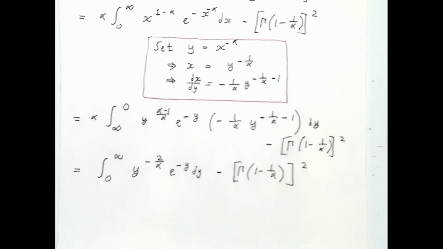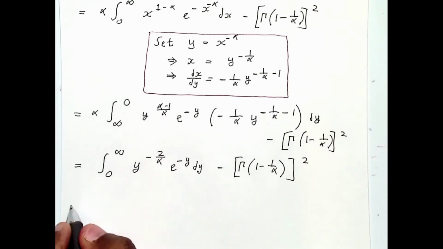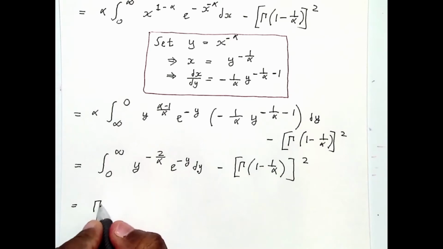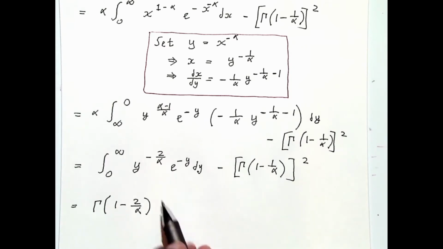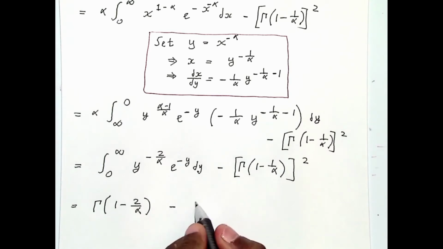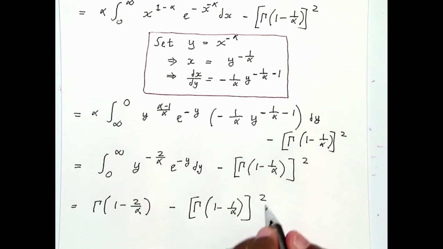Now this is obviously a gamma function from the definition of a gamma function. I did a video on the gamma function which is on the course website, so please have a look. So by definition of a gamma function, this is equal to this, minus the square of the mean. So this is the variance for the Fréchet distribution.